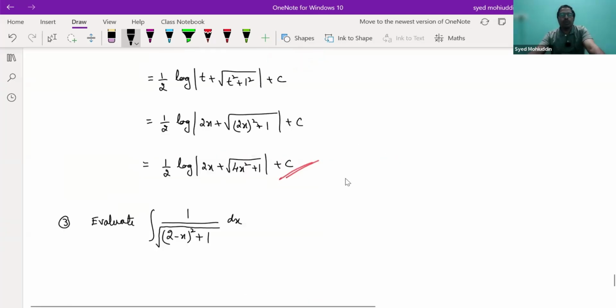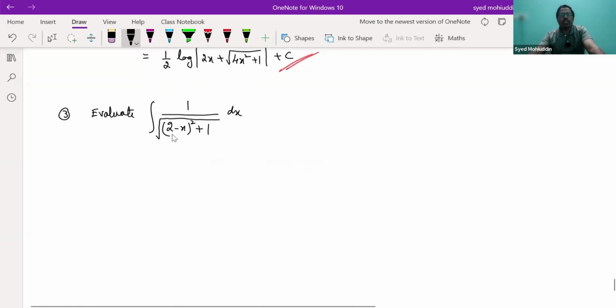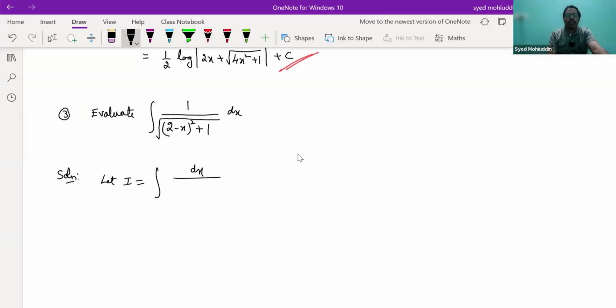So there is no change between the previous example and this example, only he has expressed it in the form of two terms over here. Accordingly, we'll try to use a substitution method. So let us take I to be equal to the integral of dx by root of (2 minus x) whole square plus 1.